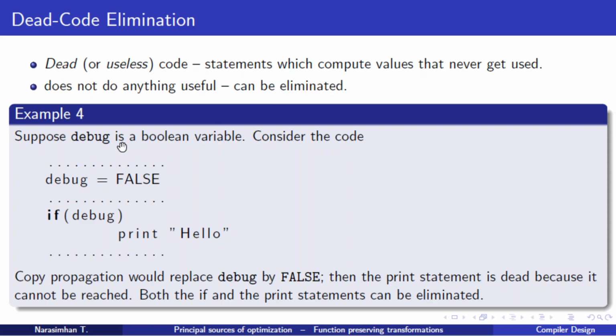Let us take an example. Here you have a code. Assume there is a boolean variable by the name debug. So it can take one of the two possible values, true or false. Assume you have the assignment statement debug equal to false. Further down you have an if statement that uses the value of the boolean variable debug. If debug, print hello.